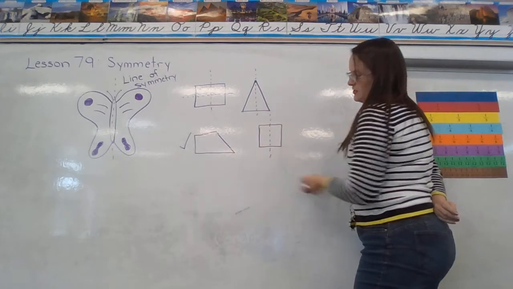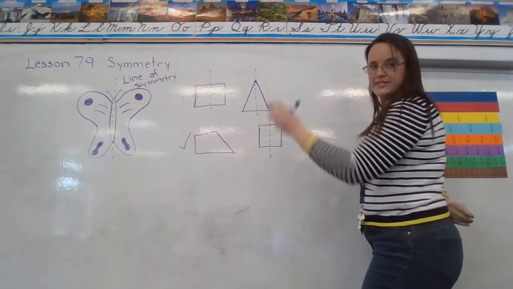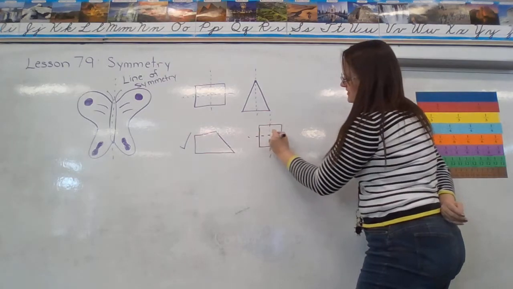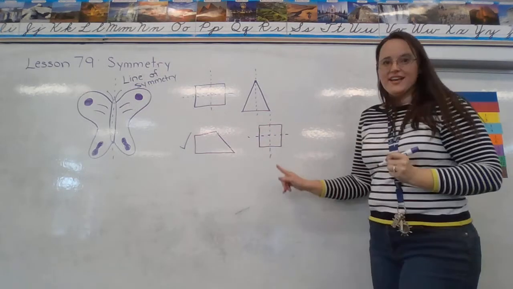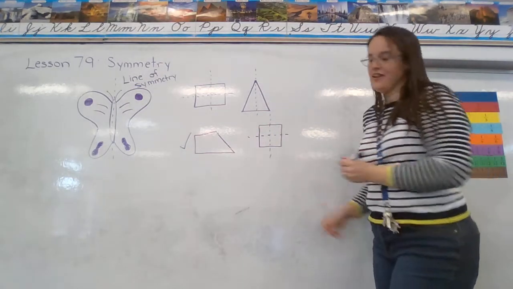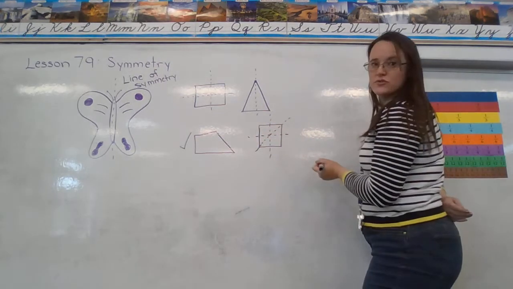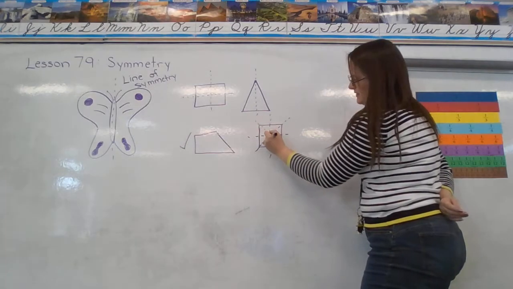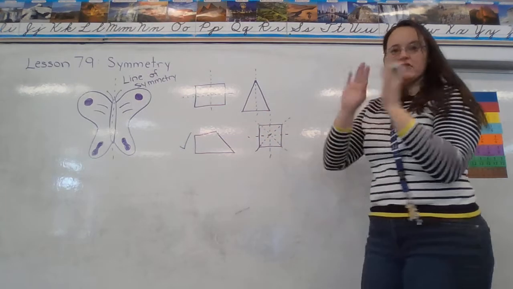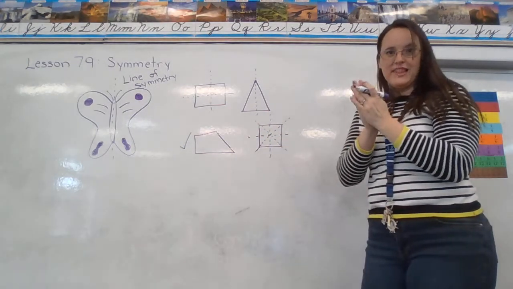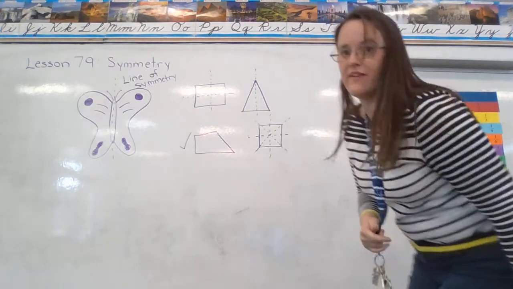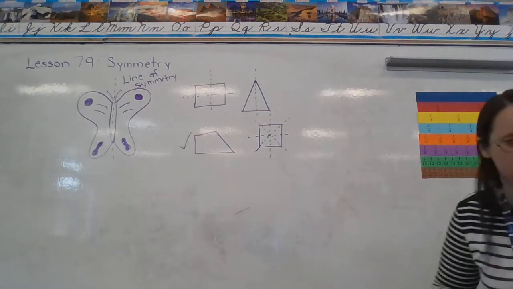Let's take a look at the square because it's a little bit different. We can do a line of symmetry like that, vertical up and down. We can do one horizontal. And because this is a square, I could also do diagonal lines of symmetry here, where I could fold them diagonally and it would line up perfectly. So the square has a lot of lines of symmetry.